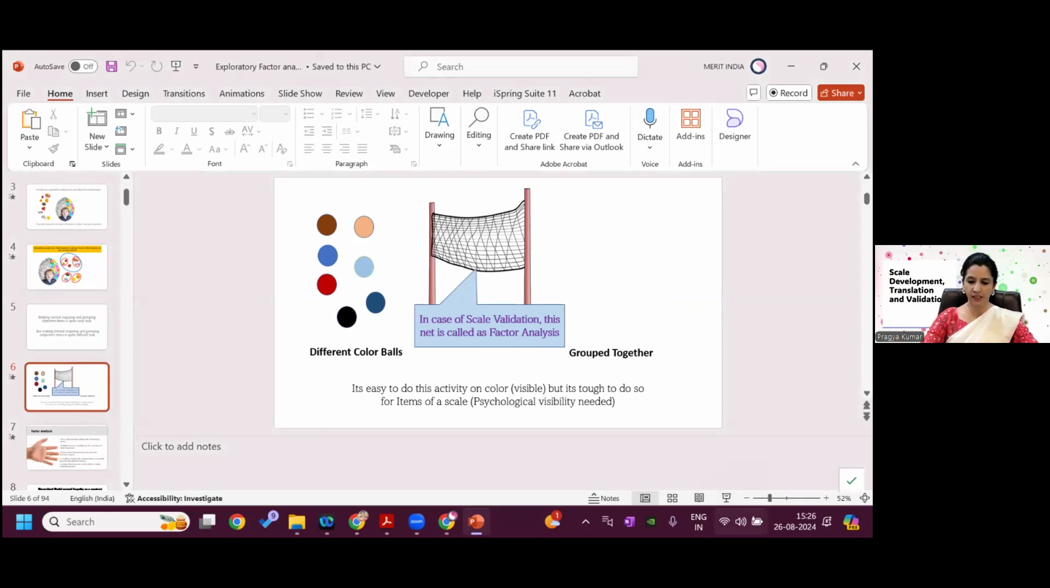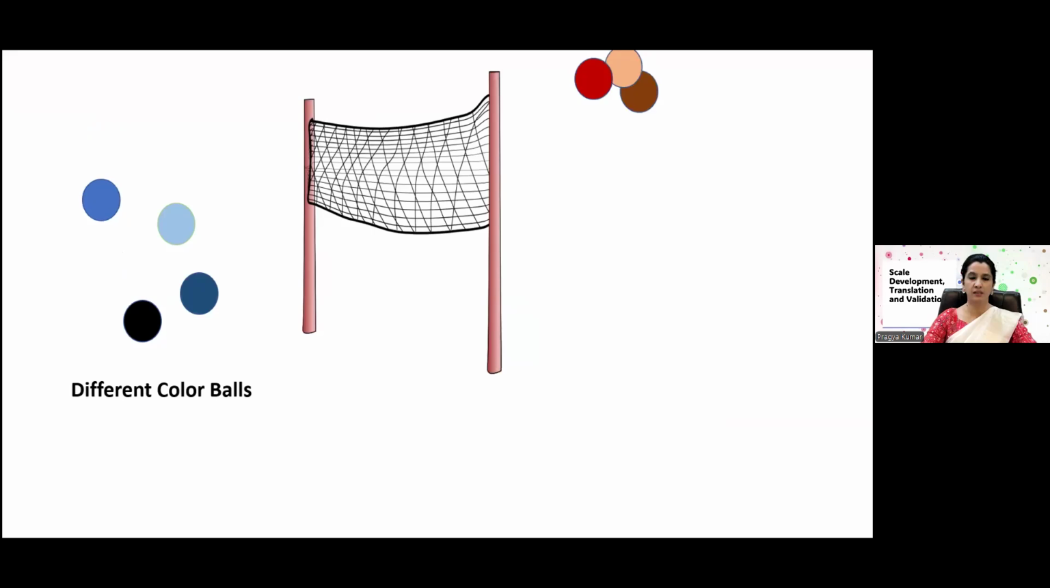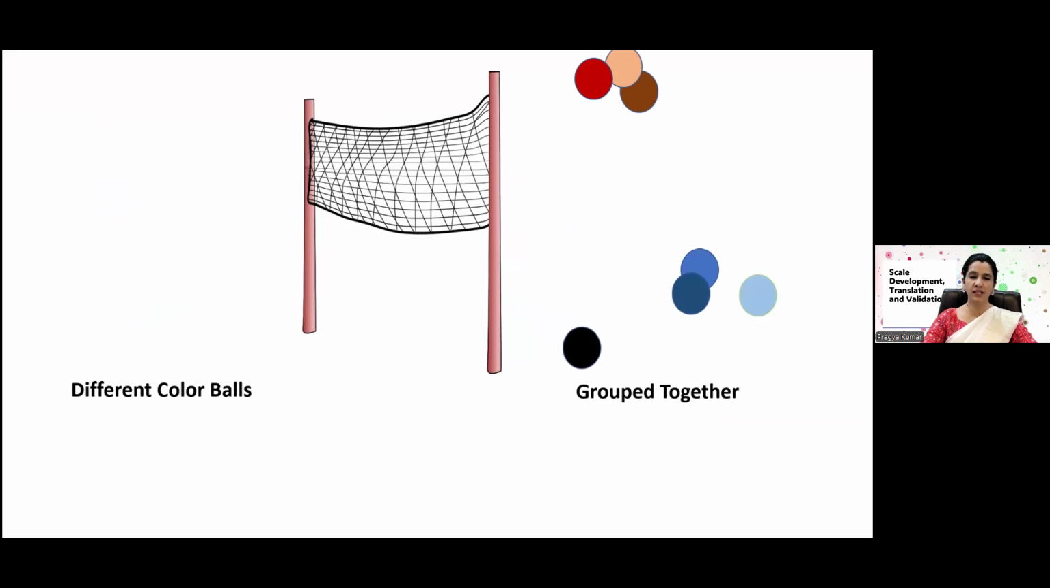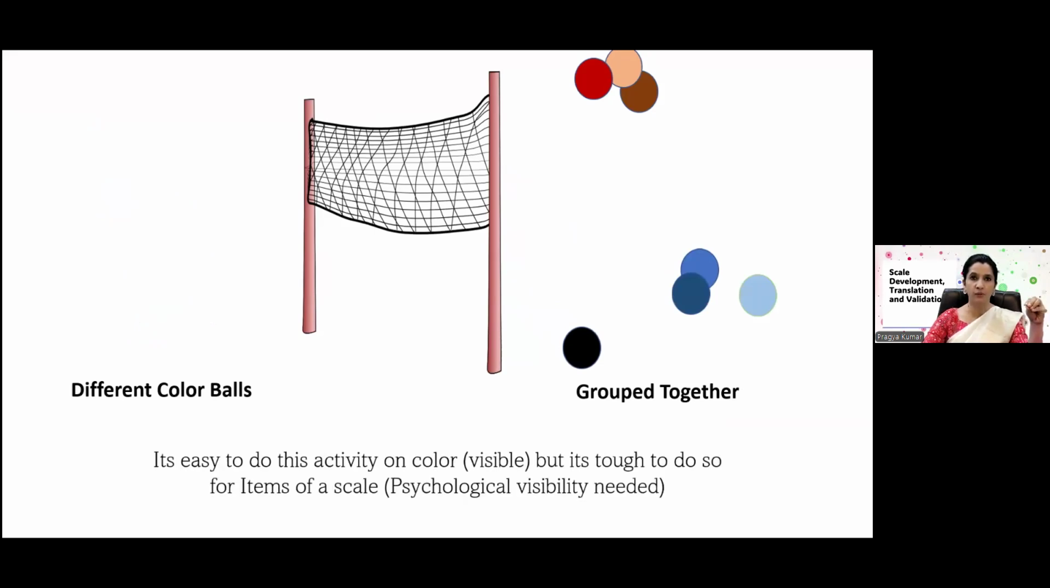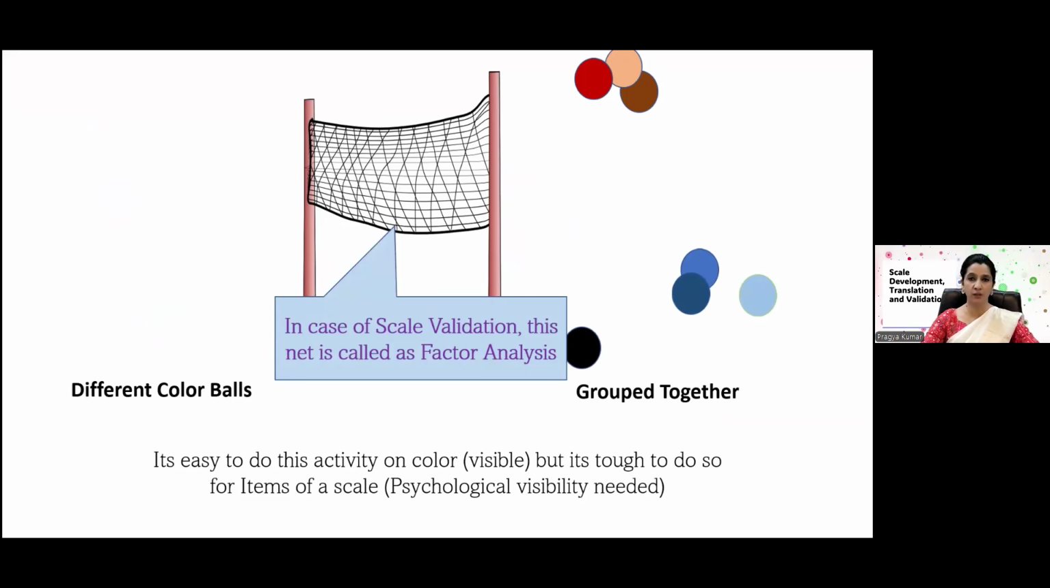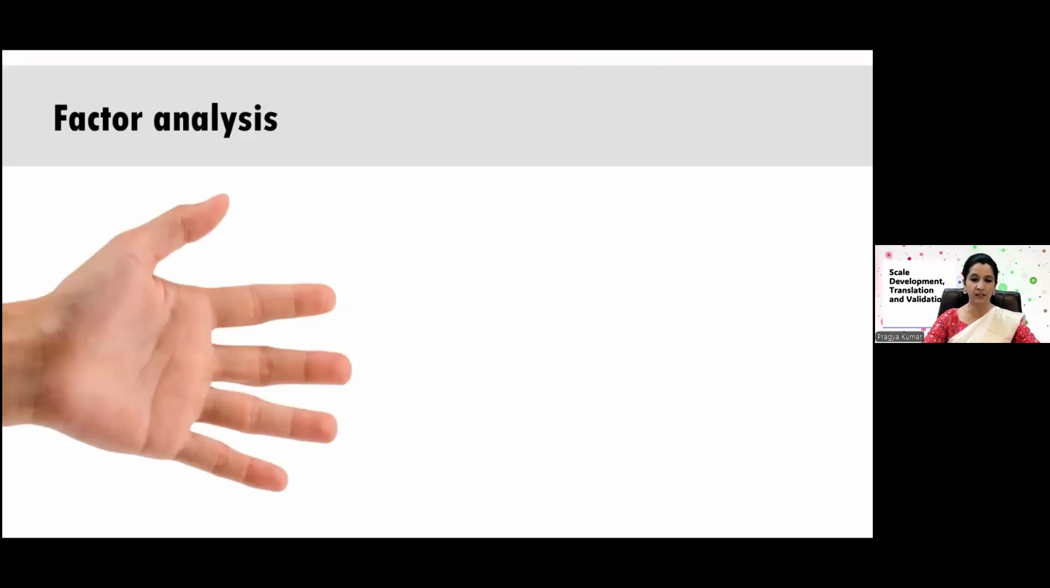So basically, if you see this mesh in this case, it is like a factor analysis. When you do factor analysis, that factor represents the placing of your construct in your psychological domain. But again, it is easy to do this activity on color since it is very visible, but it is very difficult to do on the psychological thing. And there are mathematical tools to do that. In case of scale validation, this net is called the factor analysis.